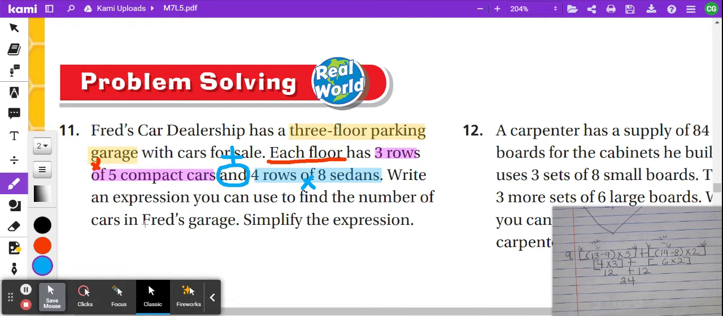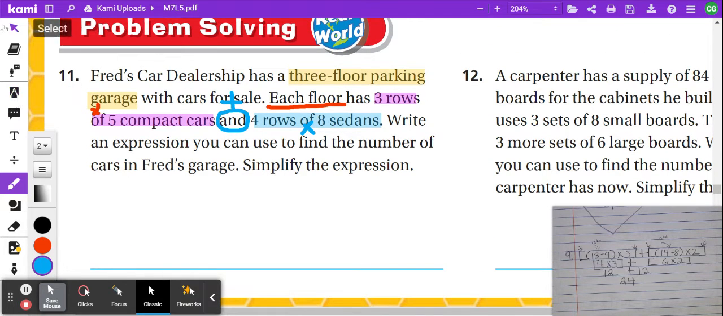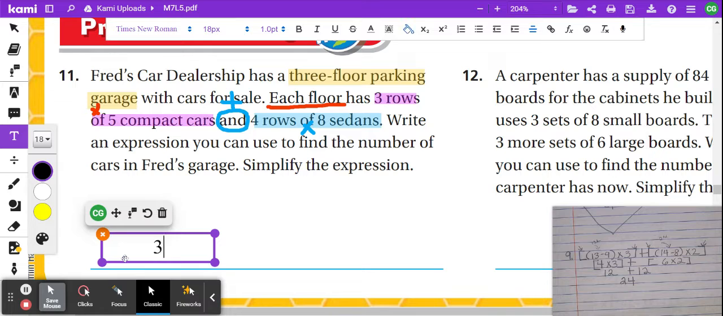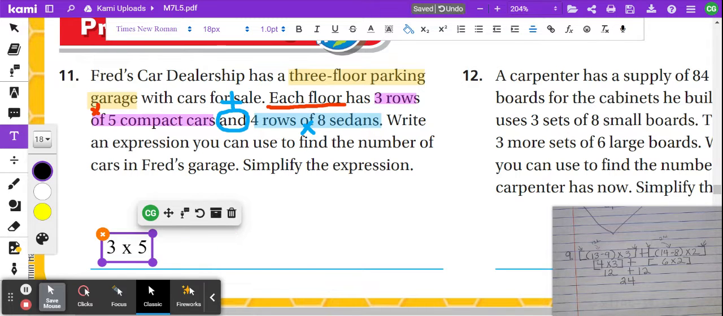All right, so now we know that we have, based on my information, 3 rows of 5 compact cars in each row, right? So 3, and we said it was times 5. I'm going to place those in parentheses, because that's 3, that's on each floor. And so I'm going to add this together. And on the other one, it says 4 rows of 8 sedans. 4 times 8 sedans. And I'm going to put that one in parentheses as well. Is that making sense so far? But remember, I still have that's 3 floors of all this. So this is on each floor.